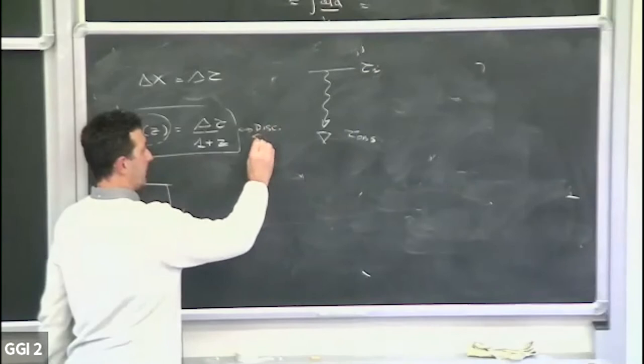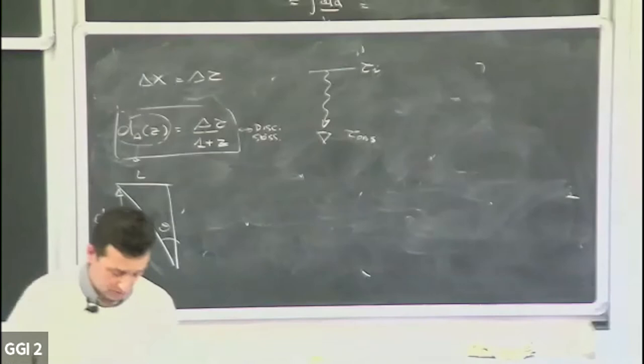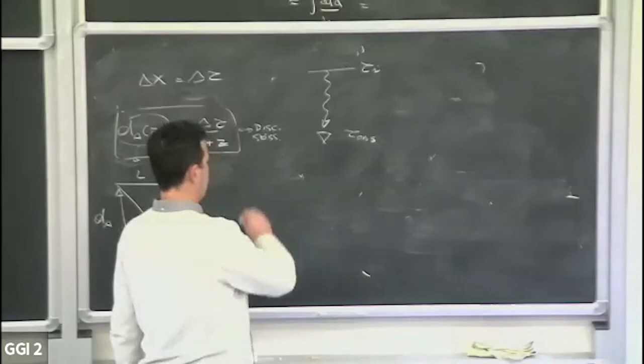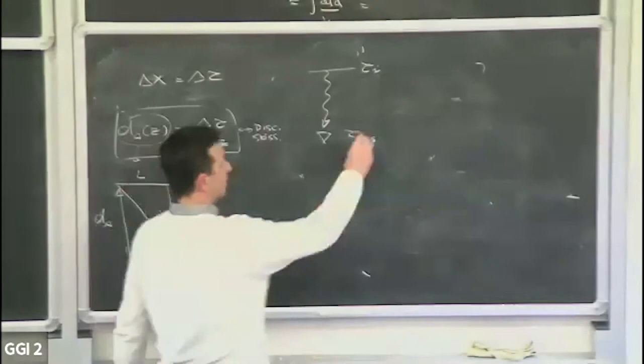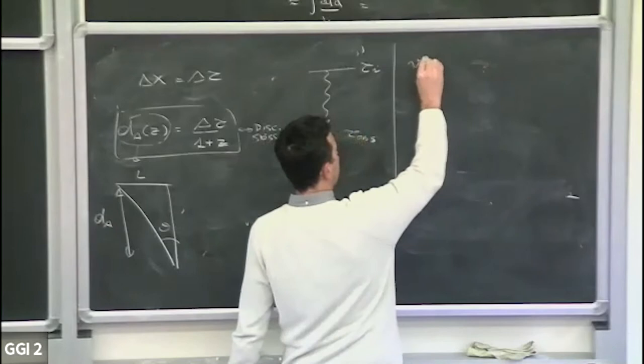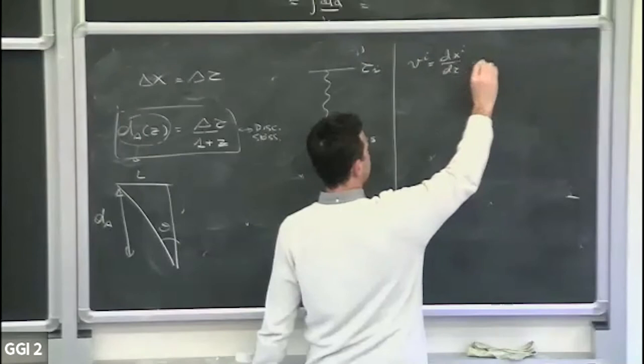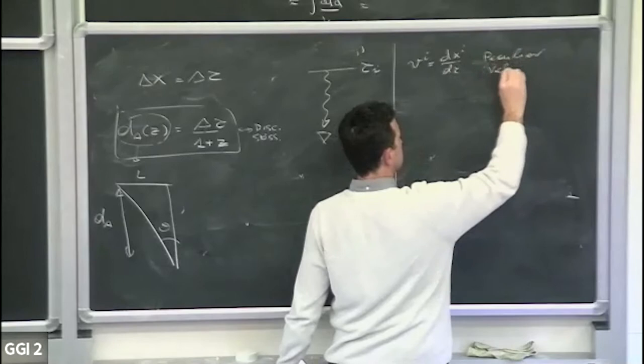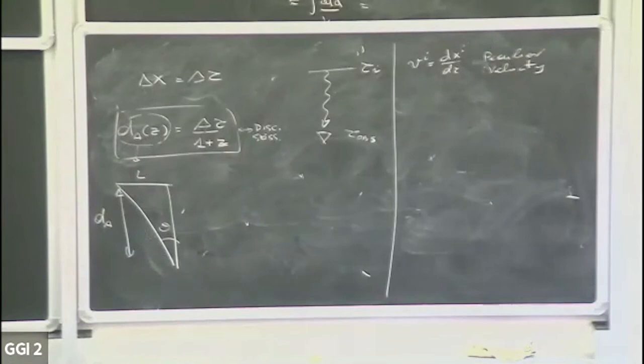Of course, all these things are in any basic textbook in cosmology. And the final thing that I want to say about kinematics and the Friedmann-Robertson-Walker background has to do with the peculiar velocity. We will define the peculiar velocity as, again, the conformal time derivative of the comoving distance.